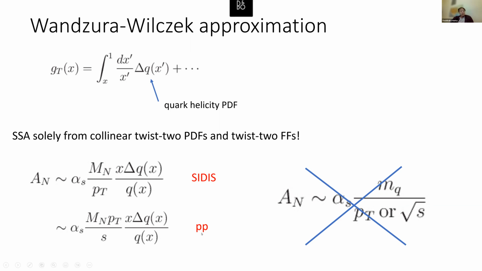And in the case of PP collision, we have S in the denominator. But in any case, this is different from this old prediction from 40 years ago. And so this old formula is simply wrong.